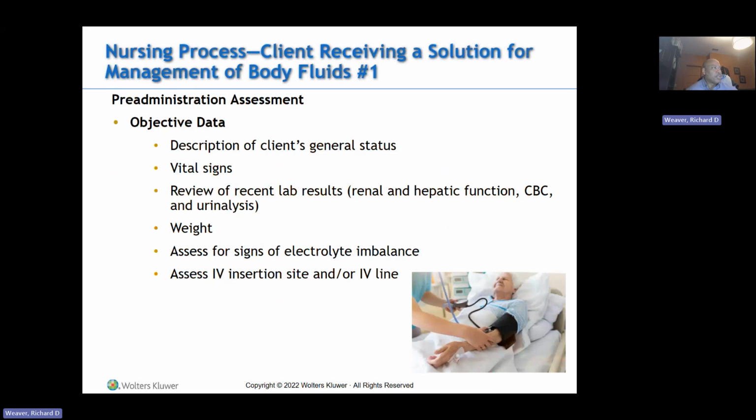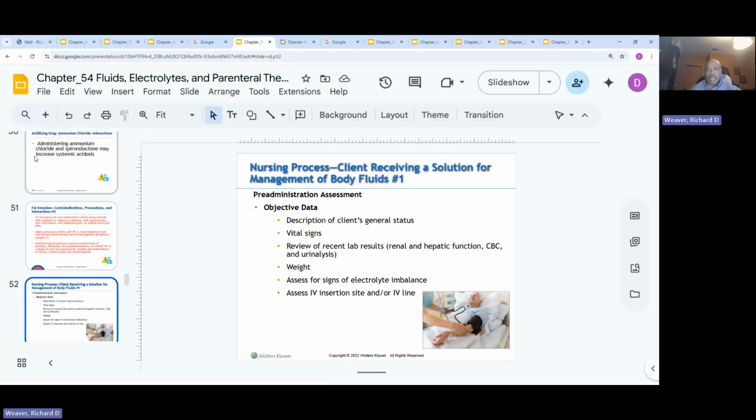All right, so this is the pre-admission assessment piece. I won't go over these, but I think we should be good to go at this point. I'm going to go ahead and get this out to you all as soon as possible, so that you have this to study for your exam.